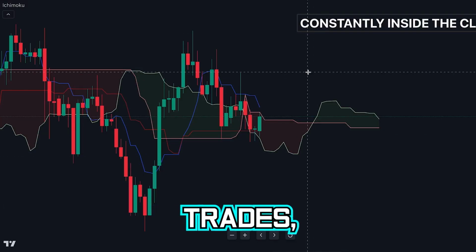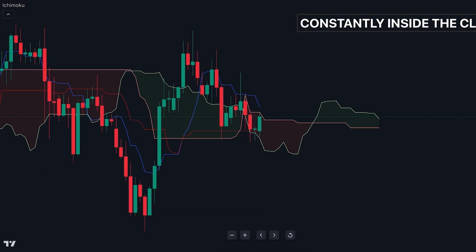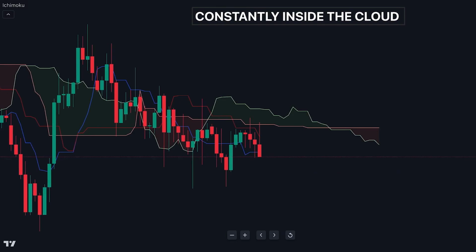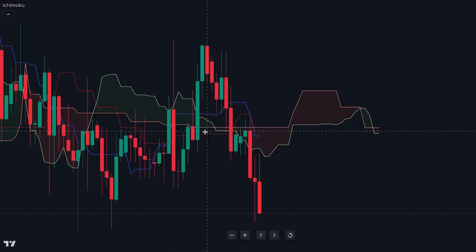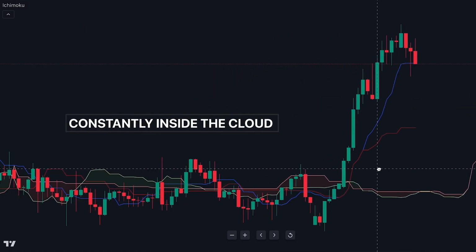When executing trades, it is important to make sure that the candles are not in the cloud. If the candles are inside the cloud, this usually indicates that the market is ranging and you should wait for a more clear market structure before taking trades.